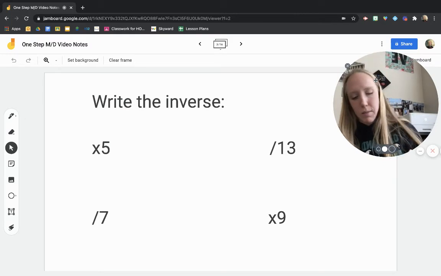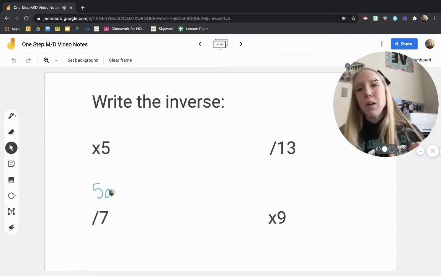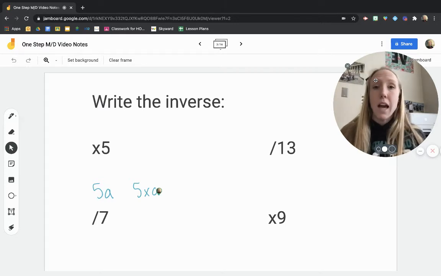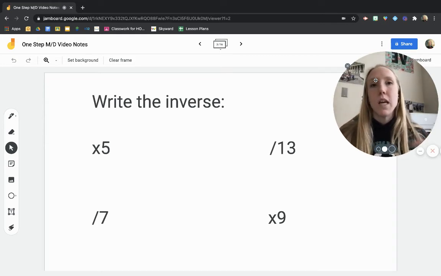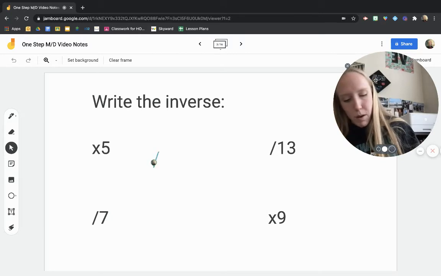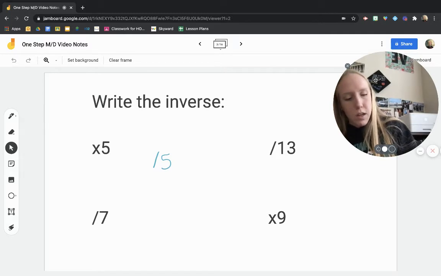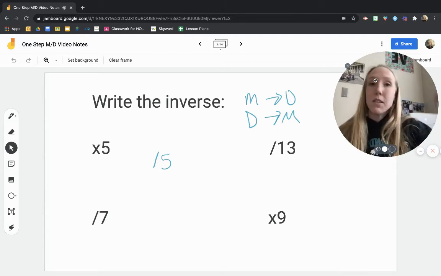For example, if you had 5A, that really means 5 times A. Remember we don't use the X because it looks like a variable x. So again, if we're undoing multiplying by 5, what you need to do is use the inverse of multiply, which is divide by 5. And maybe we'll write a little note to remind ourselves: inverse of multiply is divide, inverse of divide is multiply.